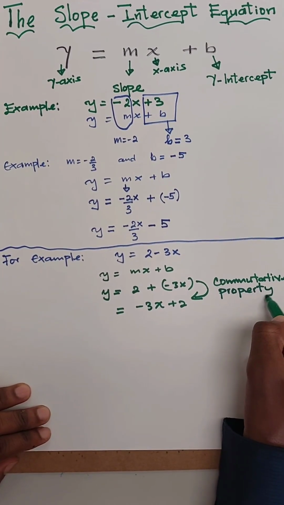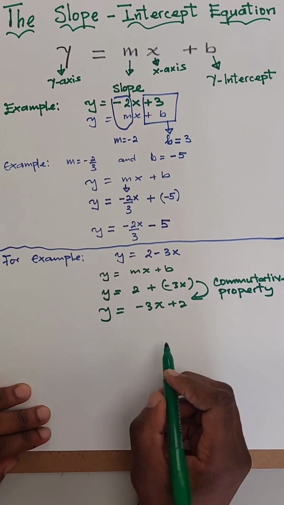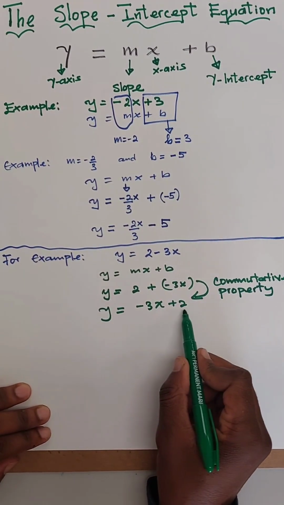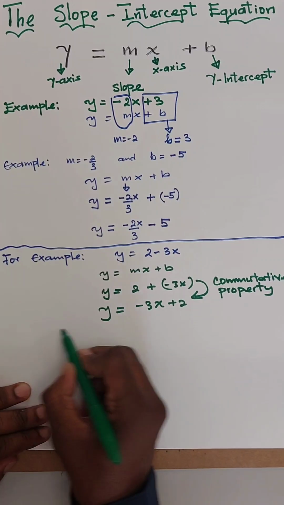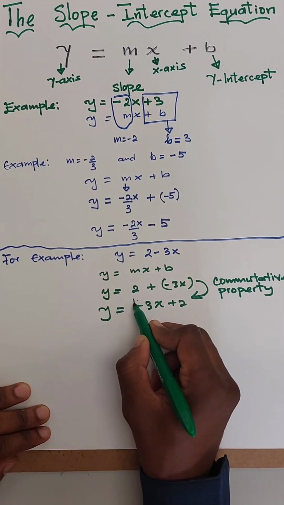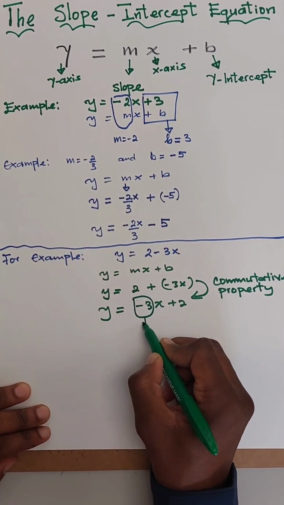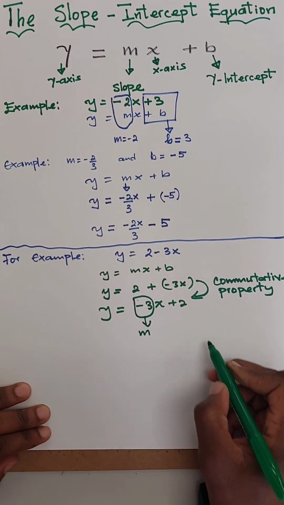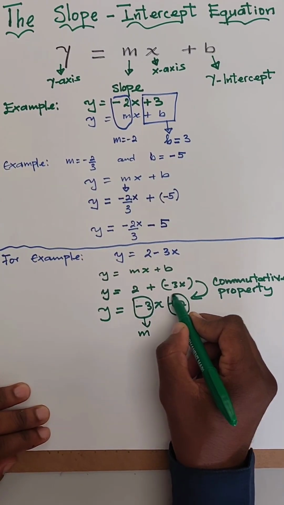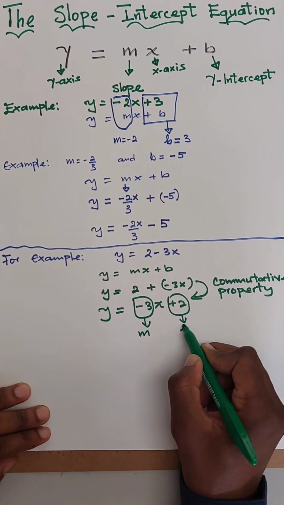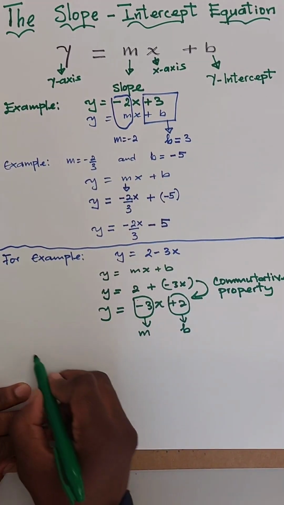That said, after writing the equation now as y equals negative 3x plus 2, now we can clearly see that the slope is negative 3 and the y-intercept is positive 2.